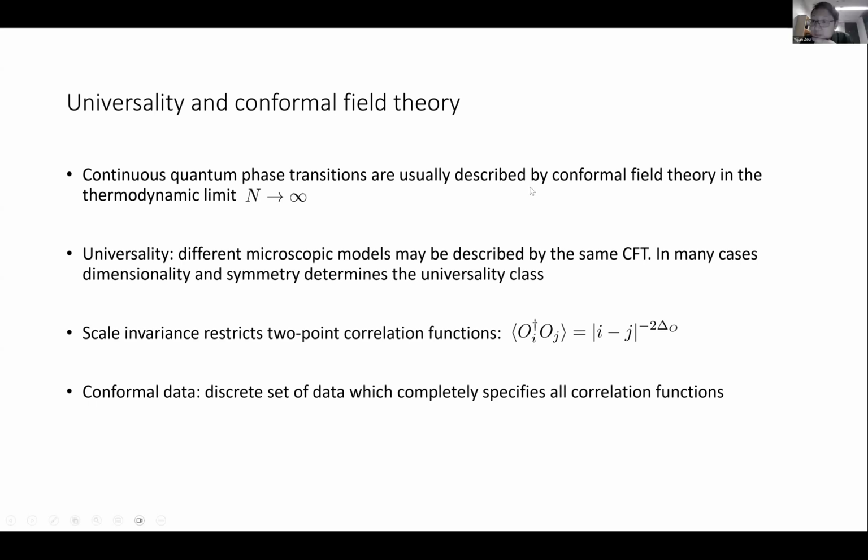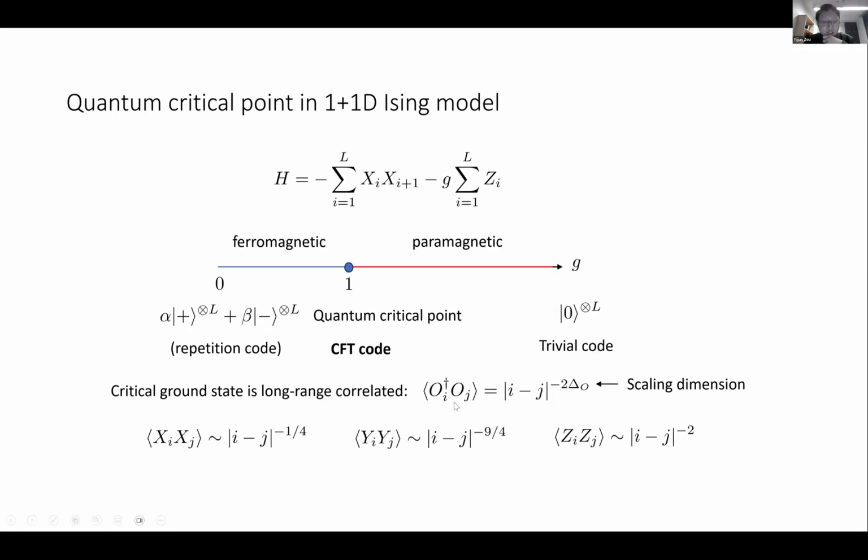Yeah, go ahead. Oh, okay, no question. Actually, I do have a question. About this two-point correlation function, you are taking the expectation of O_i dagger O_j. With respect to which state are you taking this correlation? Yeah, good. It's the ground state. We always look at the ground state. Okay, thanks.